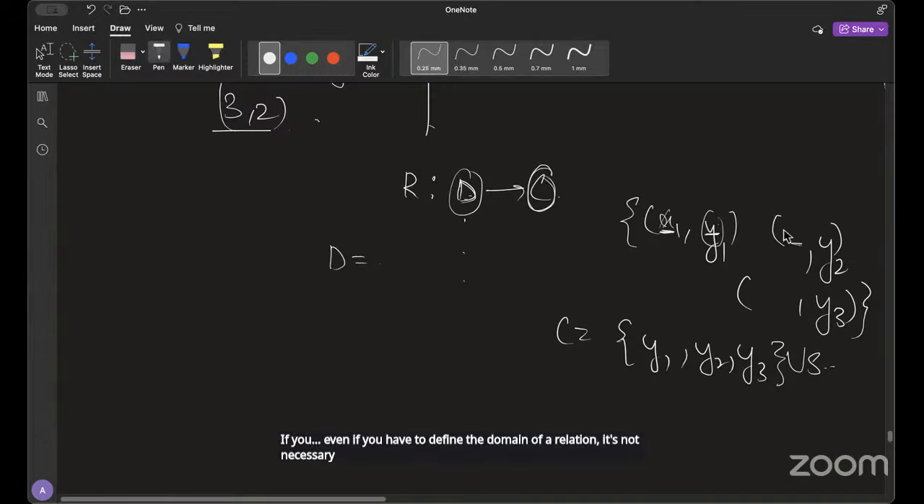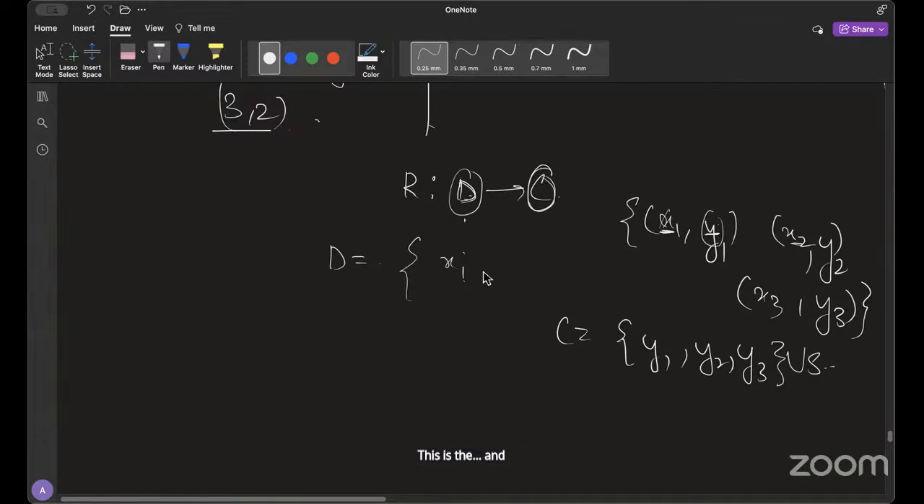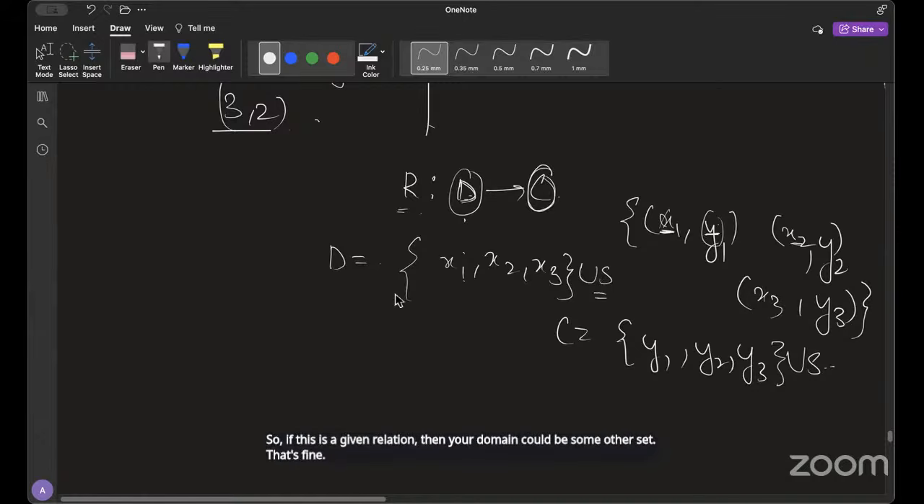Let's say this point is x1, this is x2, and this is x3. We know that the domain must have x1, x2, and x3. But unlike a function, where you would need only these 3 points and other points can't be there, because if they're there they'll have to have an image too, that doesn't happen in a relation. So if this is a given relation, then your domain could be some other set too. That's fine.